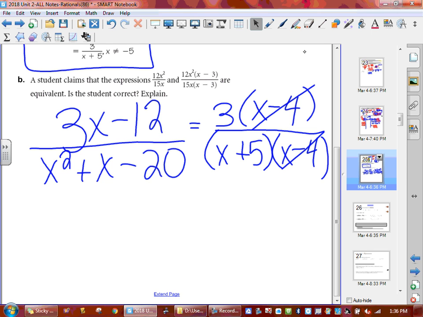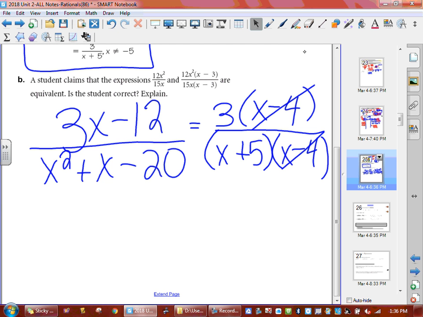Next, we look at our common factors. I can reduce these guys. But this is our factored phase. Once we're factored, what do we do? Non-permissibles. So what are the non-permissibles here? Negative 5, positive 4. What is their non-permissible? Negative 5. What did they forget? Positive 4.